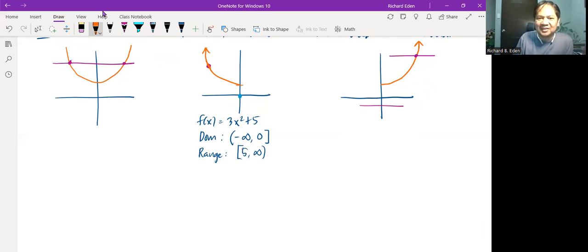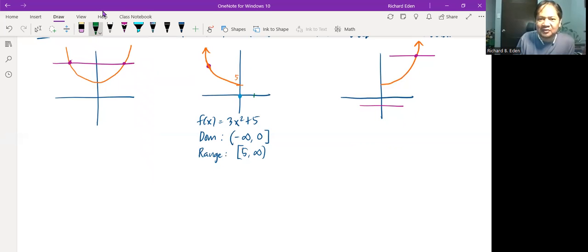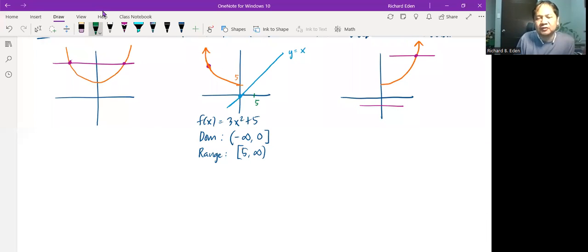So here, it's 5. If you imagine drawing the inverse, it's going to start at 5 here. Then the line y equals x is going to be here. So how is the graph of the inverse function going to look? The orange graph is in the second quadrant, so the reflection should be in the fourth quadrant. So it would be this.